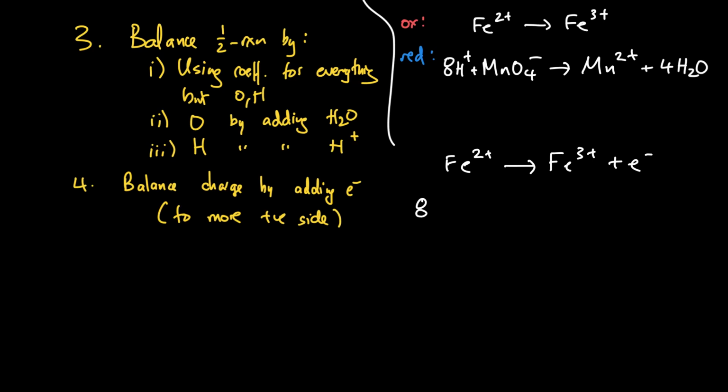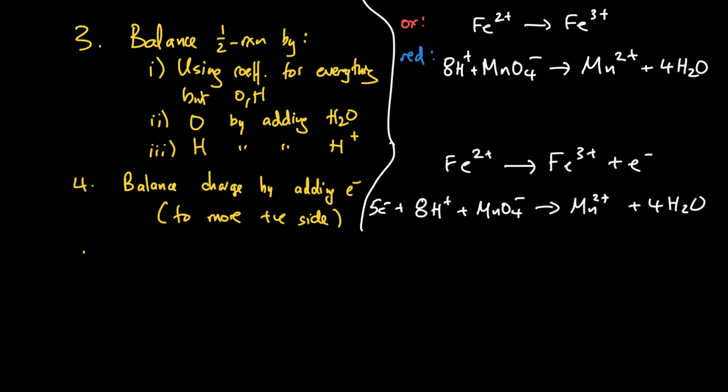If we look at the second one, the reduction reaction, it's much more complicated, isn't it? There's 8 hydrogen ions, there's a permanganate, and it goes to a manganese 2 and a water. Well, at least the water doesn't have a charge, but we can see the right-hand side has a charge of positive 2. The left-hand side has a charge of positive 8 here, negative 1 here, so that's positive 7, and that's positive 2, so that is 5 higher. Okay, so positive 7 is 5 higher than positive 2, so we're going to add 5 electrons to this side. Remember, we always add it to the more positive side because electrons are negative.